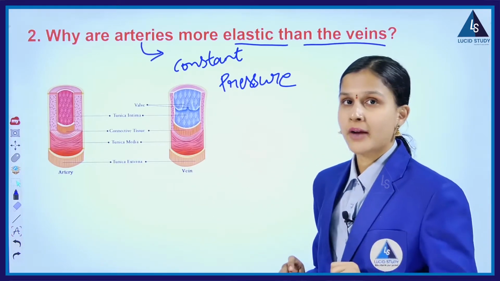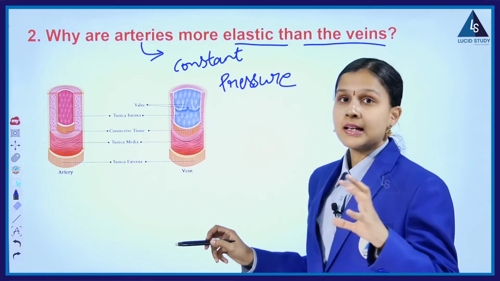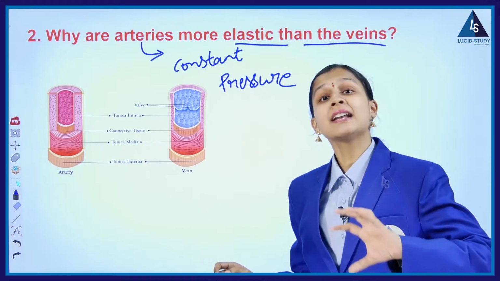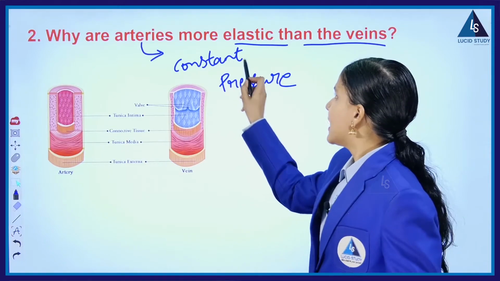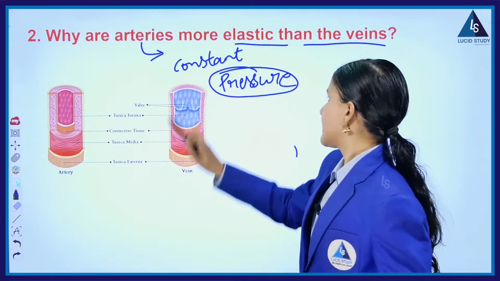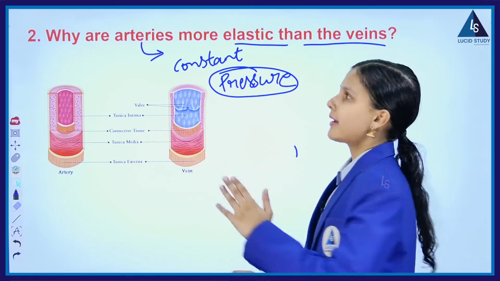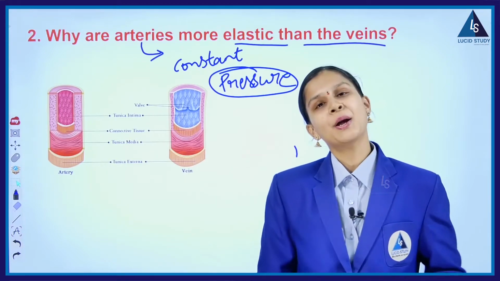So the major point which you have to write here is these arteries consist of more smooth muscles and elastic tissues. That's why they will be able to maintain constant pressure, and that's the reason why arteries are more elastic than veins.